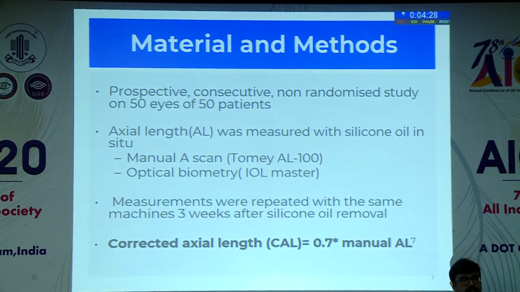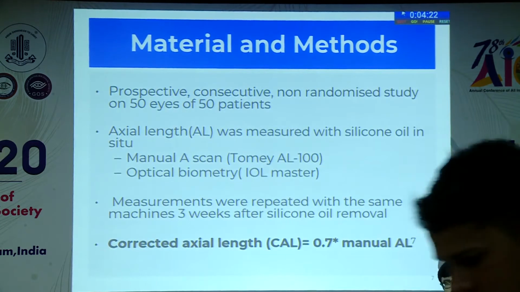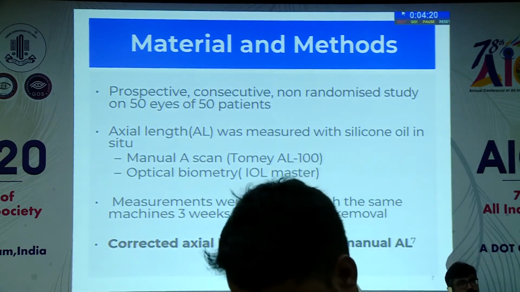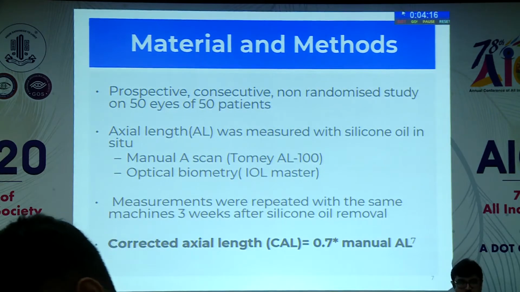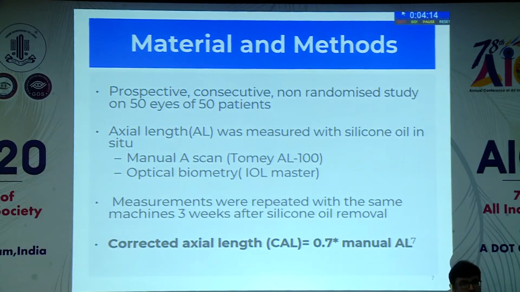The axial length measurement was done with silicone oil in situ with a manual A-scan, TOMI AL100, and optical biometry by IOL Master. The measurements were repeated with the same machines 3 weeks after silicone oil removal. As we all know that the axial lengths in oil-filled eyes are overestimated, we used a multiplication factor of 0.7 to get what we call the corrected axial length.